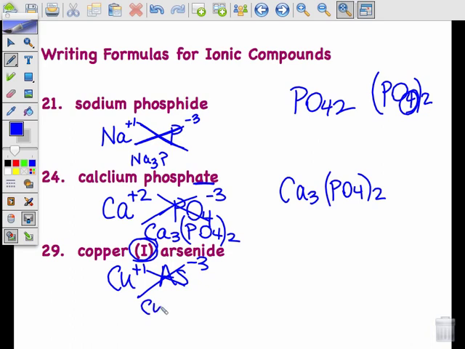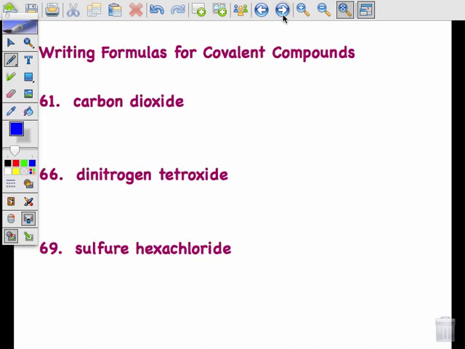Remember crisscross, charge becomes the subscript. So the copper is going to have the 3 from the arsenic as a subscript. The arsenic is going to have a 1, which is not written. So the formula is Cu3As. And again, that's simplified, so we don't have to do anything else.